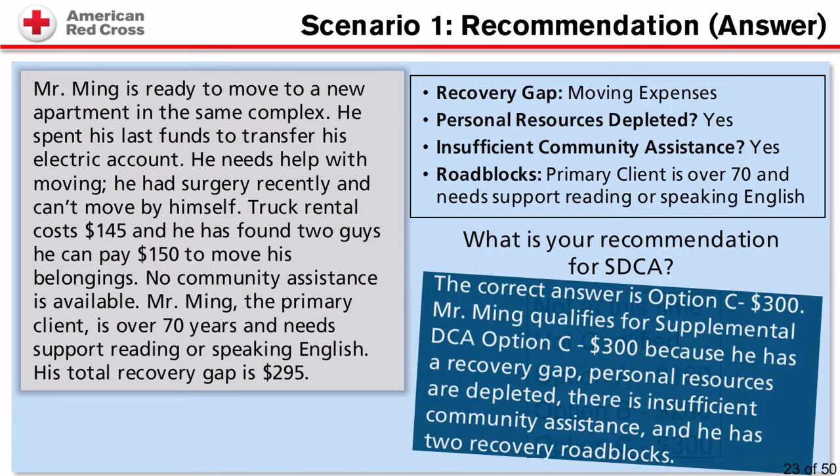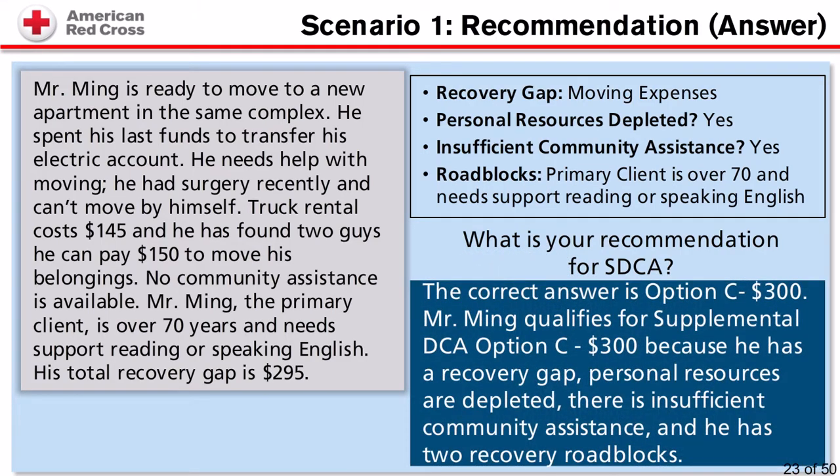The correct answer is option C, $300. Mr. Ming qualifies for Supplemental DCA option C, $300 because he has a recovery gap. Personal resources are depleted, there is insufficient community assistance, and he has 2 recovery roadblocks.